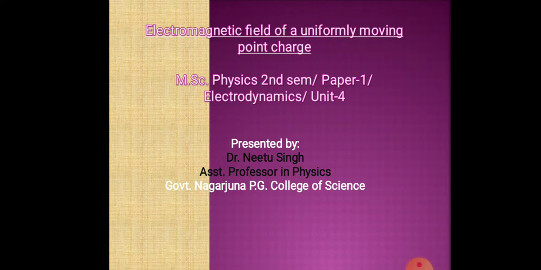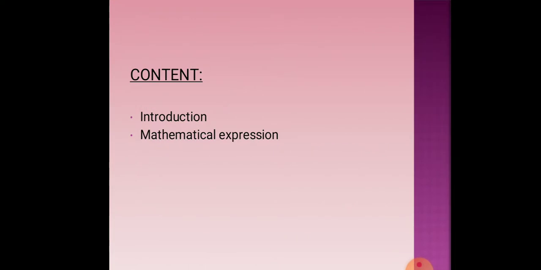Today I am going to discuss with you the electromagnetic field of a uniformly moving point charge. This topic is from Paper 1 Electrodynamics, Unit 4 of MSc Physics second semester. Now, the contents I will discuss are the introduction and the mathematical expression.